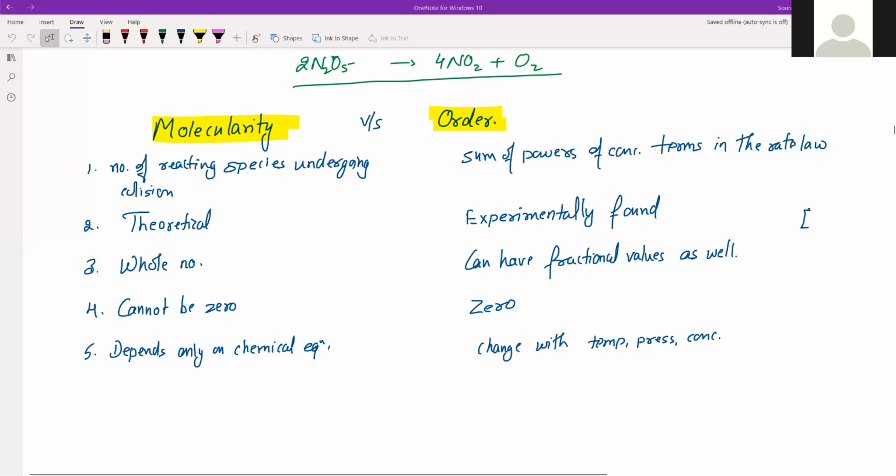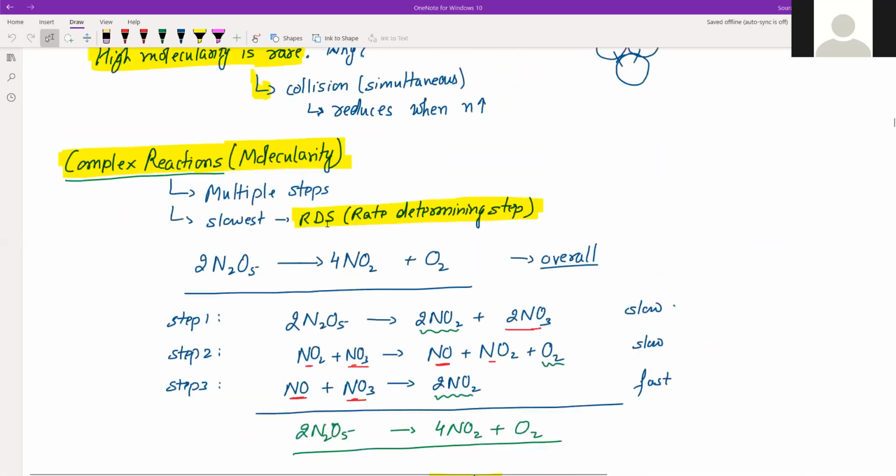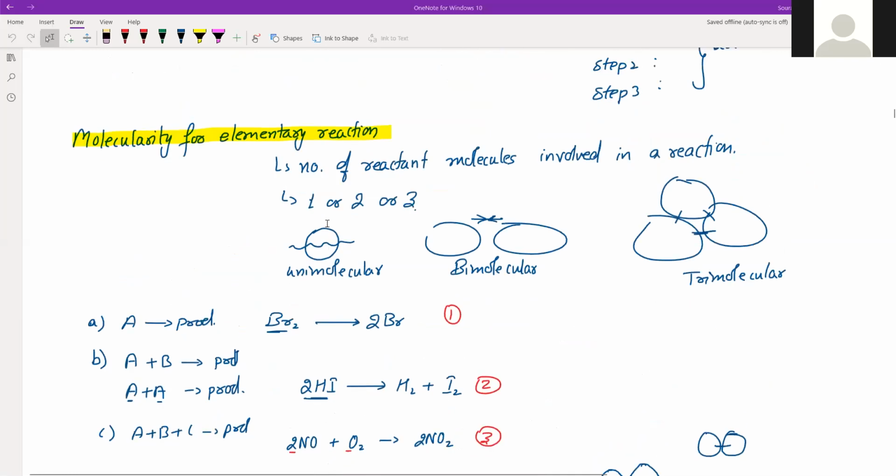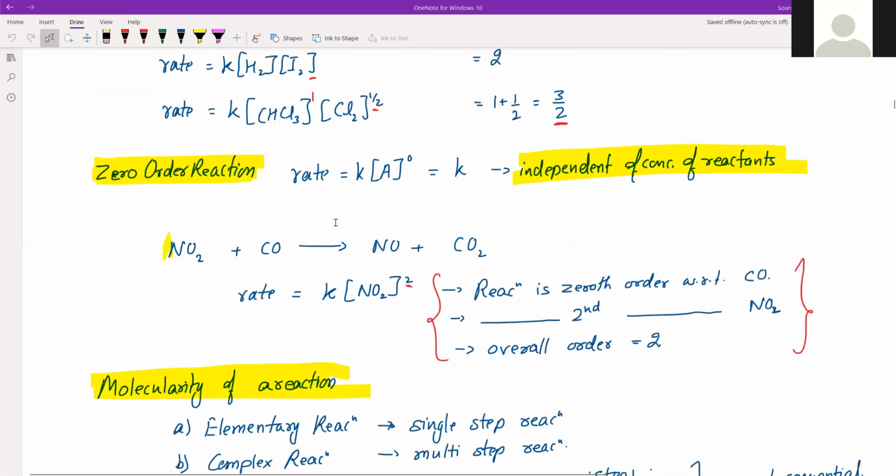In the last class, we discussed molecularity and order, and before that, we also went through the rate of reaction. What is rate of reaction? That is nothing but the rate of change of concentration of products or reactants. And we have also seen what is rate law.